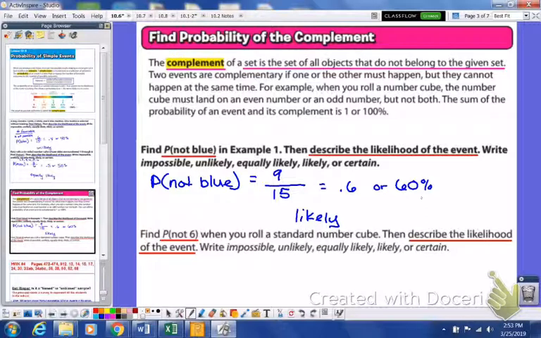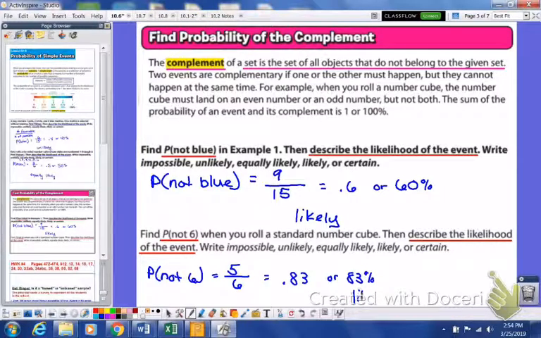Okay, then this next one here, find the probability of not 6 when you roll a standard number cube, then describe the likelihood of the event. So a standard number cube again has numbers 1 through 6. So not 6, well, there's 6 total possibilities, so 6 on your denominator. Then if we listed our numbers 1 through 6, there are 5 of them that are not a 6. So 5 over 6, which gives us rounded 0.83 or 83%, which would be likely.